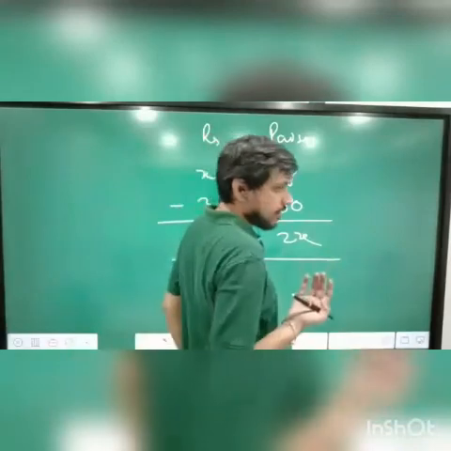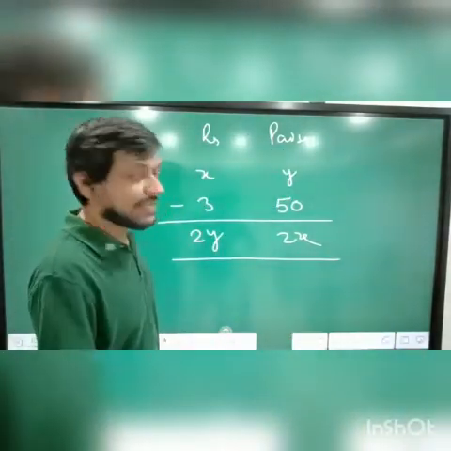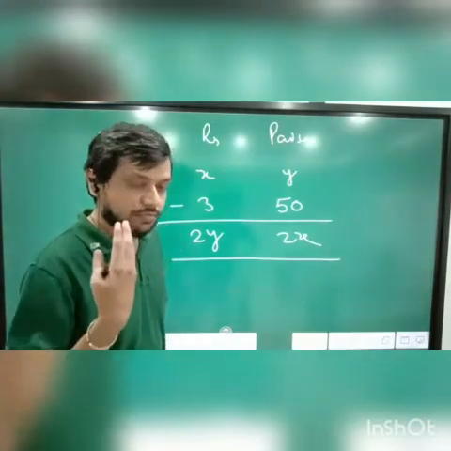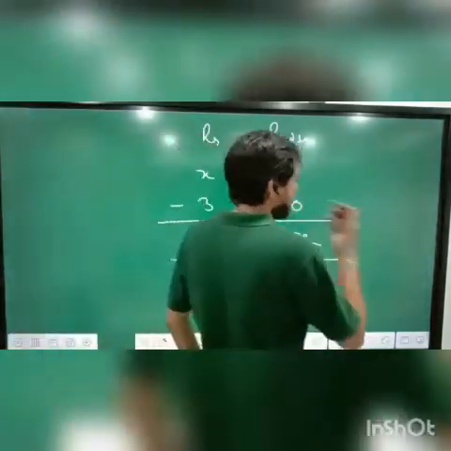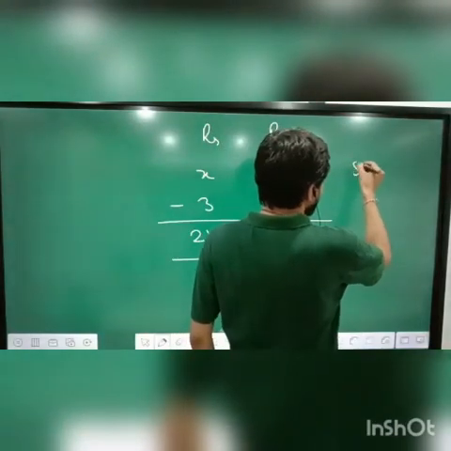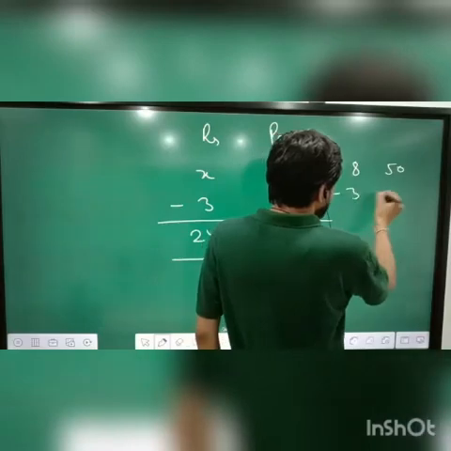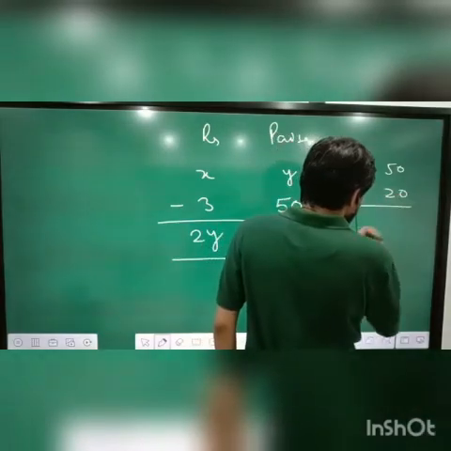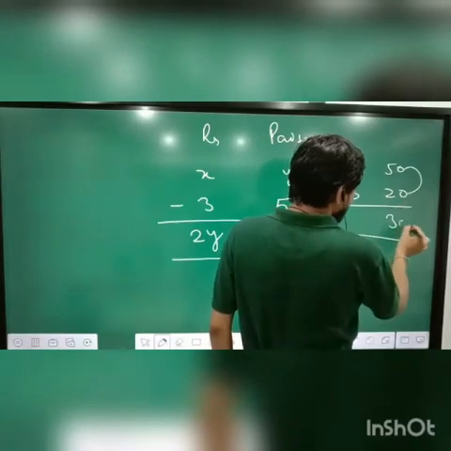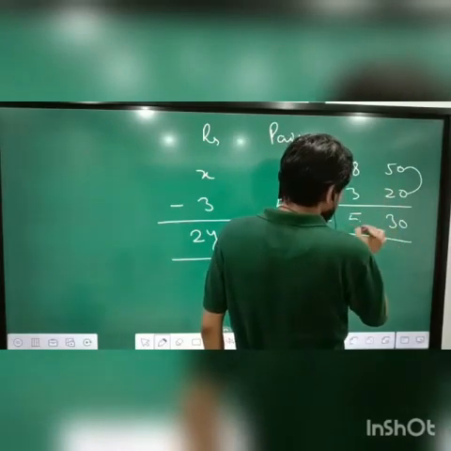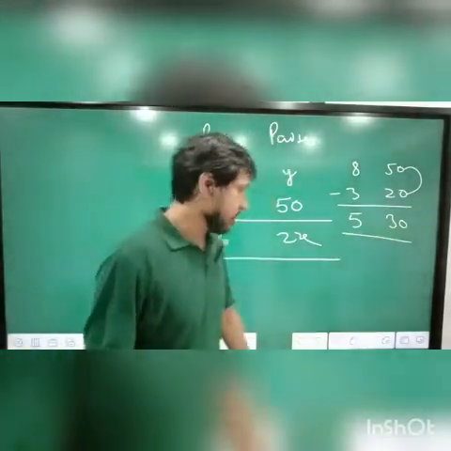So here we need to look at two things very carefully. First let's discuss how addition and subtraction work in the case of rupees and paisa. Let's take one example. Suppose I had 8 rupees and 50 paisa in my pocket, and I spent 3 rupees 20 paisa. How much would I have left? It was very simple. 50 minus 20 is 30, and 8 minus 3 is 5. So I was left with 5 rupees and 30 paisa.